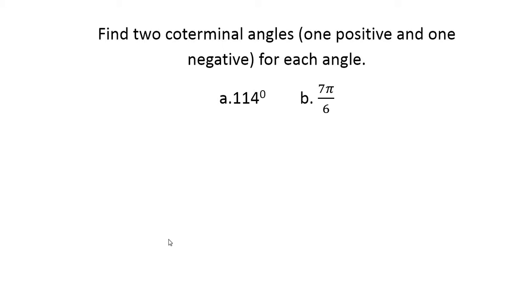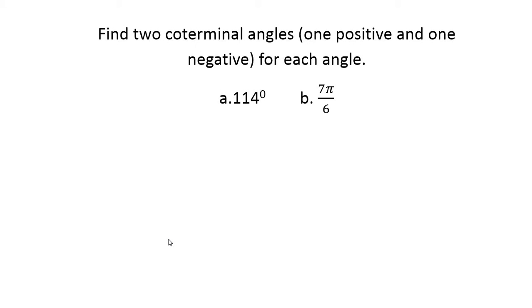Okay, we want to find a couple of coterminal angles. Again, what's a coterminal angle? An angle that has the same initial side and the same terminal side. So there's an infinite number of coterminal angles to any given angle because you could keep rotating in the positive or negative direction. So let's just look at a couple examples here.